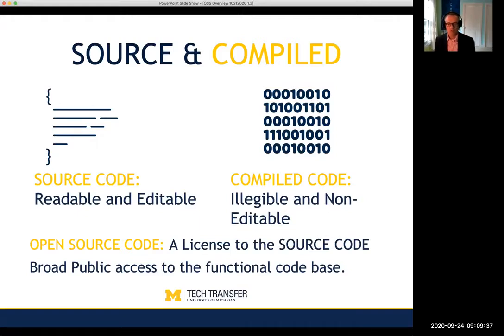So again, open source is a license to the source code, and it's really broad public access, and this is important, and we'll talk about this when we speak about all the individual types of licenses. It's really lots of people can get to it. So it's not just you, it's lots of other people who can get to that same code base and take advantage of it.